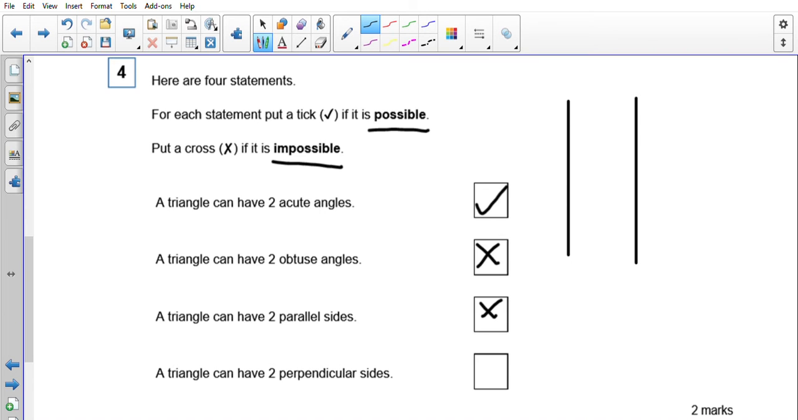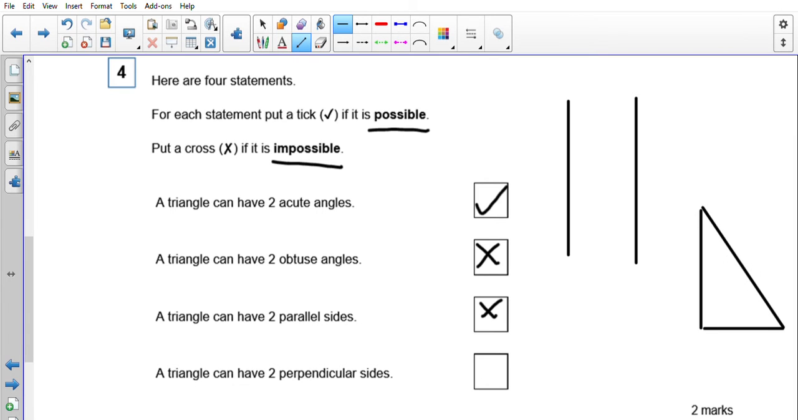A triangle can have 2 perpendicular sides. Well, perpendicular are simply 2 lines that meet or cross to form a right angle. And there's such a thing as a right angle triangle. So we could have that, of course. And that could be my triangle with perpendicular sides. This one is perpendicular to this one because they meet at 90 degrees.